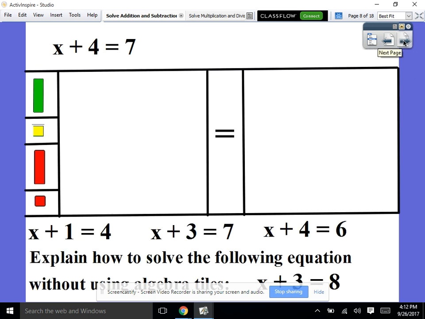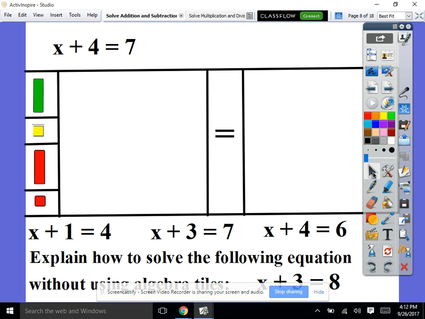All right, so today I'm going to introduce you to algebra tiles. The green one is positive. Red, remember, red is blood, red is bad, red is always negative. So the green rectangle represents X. The yellow square represents a 1. The red rectangle represents negative X, and the red square represents negative 1.